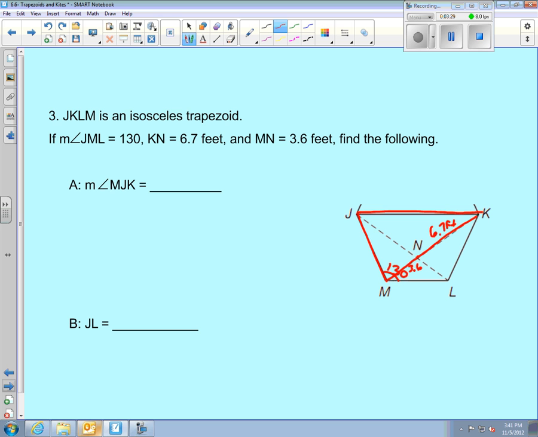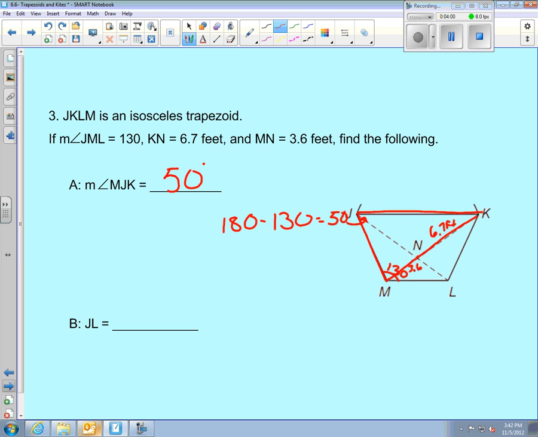So MJK. We need to find that other angle, knowing JML. Well, if we take 180 minus the 130, which is that angle, what we have left is 50, which is going to be our angle right here, because we know that two consecutive angles in a quadrilateral are supplementary. So 50 degrees.